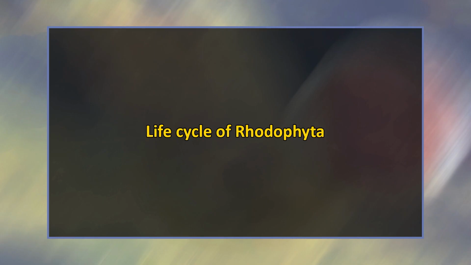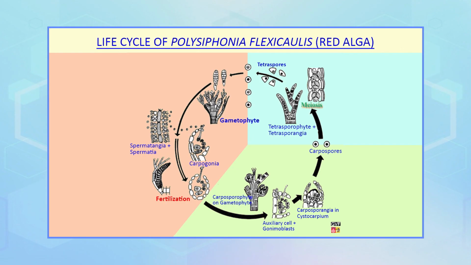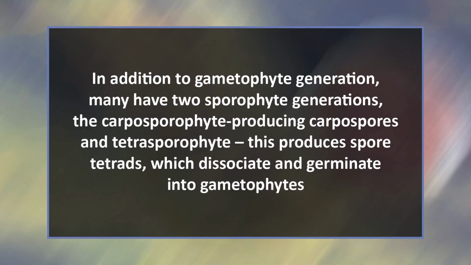Finally, let us talk about the life cycle of Rhodophyta. In the life cycle stages of Rhodophyceae, three phases are quite distinct, that is a gametophyte, a carposporophyte, and a tetrasporophyte. Thus, the life cycle is trigenic or triphasic. They display alternation of generations. In addition to the gametophyte generation, many have two sporophyte generations, the carposporophyte producing carpospores and the tetrasporophyte, which produces spore tetrads, which dissociate and germinate into gametophytes.